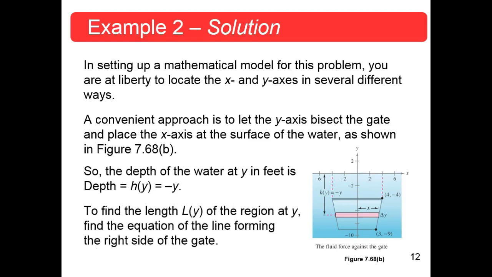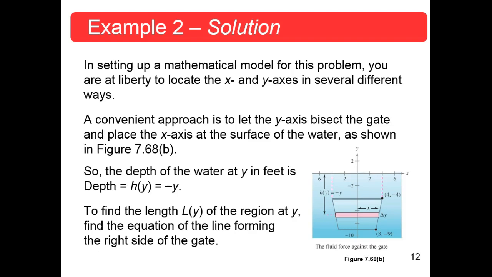Okay. To find the length of region, find the equation of the line forming the right side of the gate. So we'll find that and double it. Okay. So the equation of this line is a line that's going between these 2 points. Your x, because this was 8 across here, this is 4. Because this is 6 across here, that is 3.